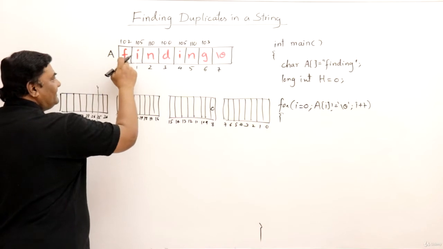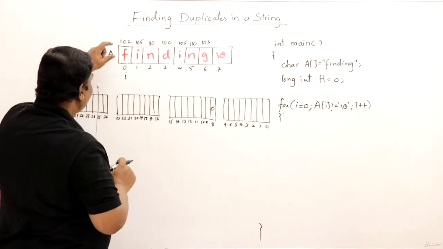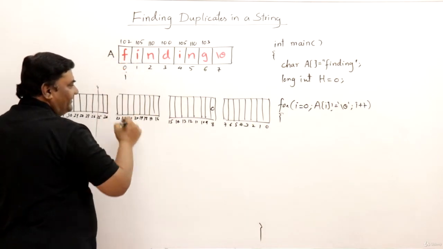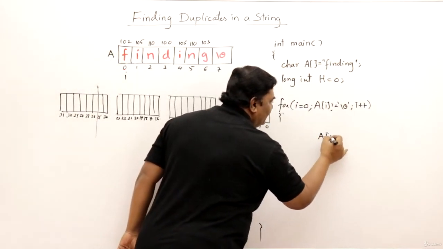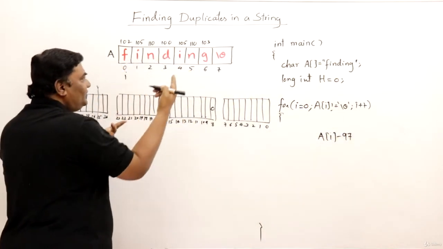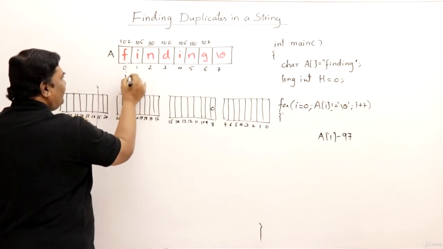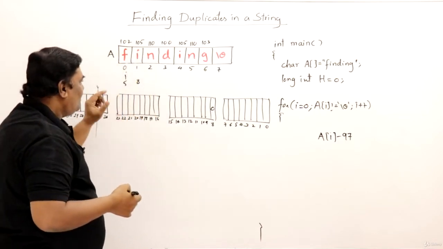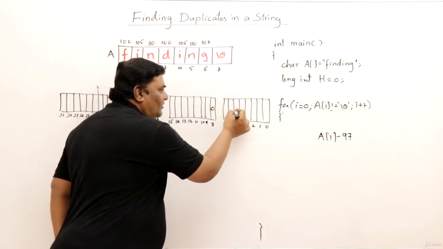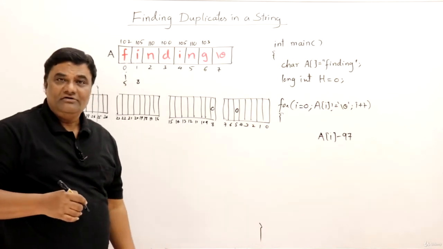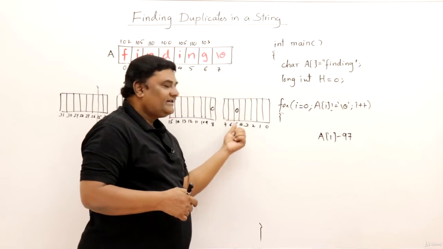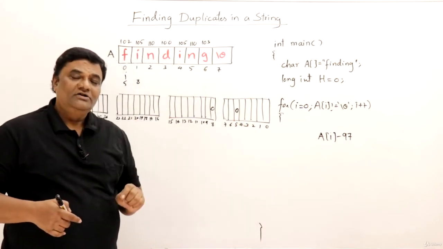Now A of i is f, the letter is f. It is 102, right? So as it is 102, I will subtract 97. So A of i minus 97. For every alphabet I will do it. So for this I will get 5, for this I will get 8. Now what to do with this 5? I have to check whether this 5th bit is on or off, right? 0, 1, 2, 3, 4, 5. If you count it, it is the 6th bit, but the index is 5. So is that bit on or not?